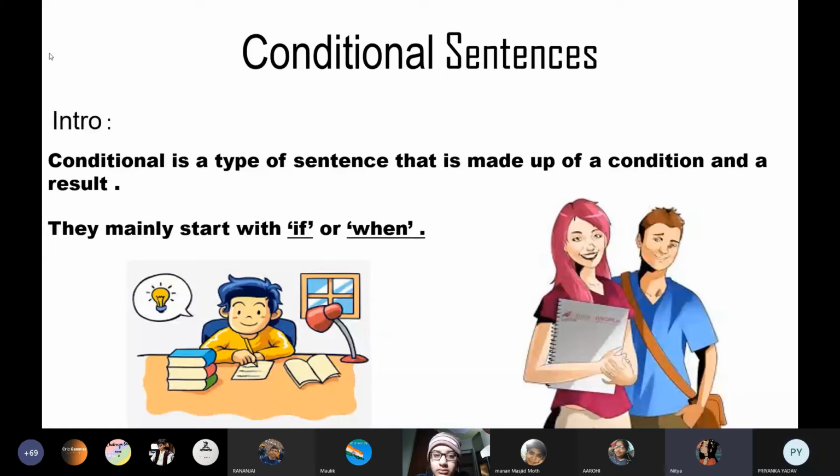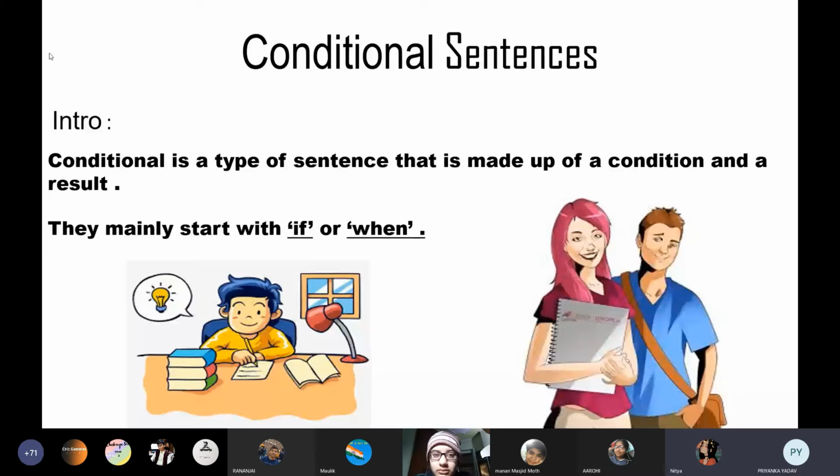Let's start with the intro first. Conditional is a type of sentence that is made up of a condition and a result. They are mainly of two clauses. The first clause is for the condition and the second clause is for the result. They mainly start with if or when. Okay, fine. Next slide, please.